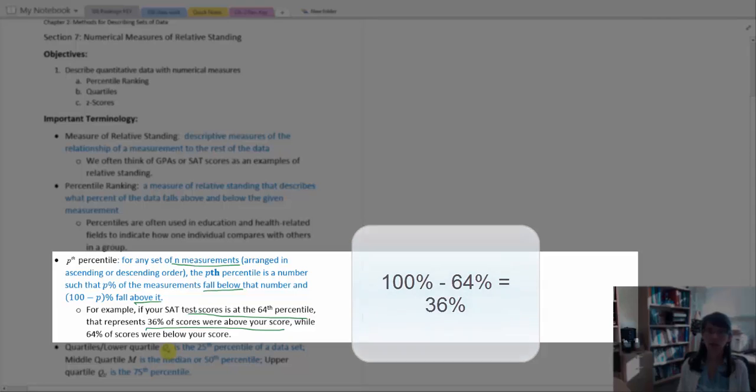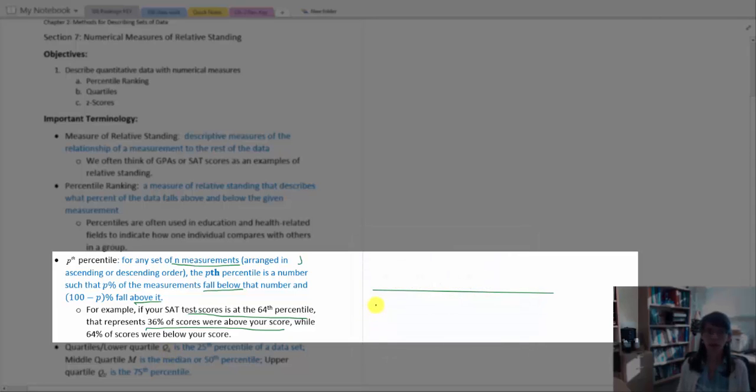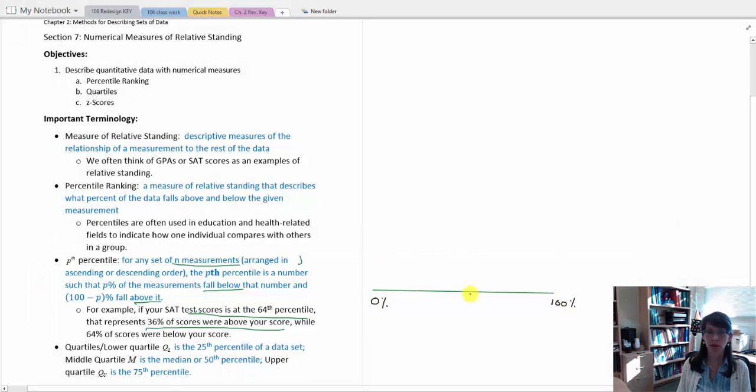One way to think about this is to draw yourself a horizontal line representing from 0 percentile to 100 percentile. In the middle, we would have our 50th percentile. Remember, the 50th percentile represents the median of our data. 50% of measurements fall above the median, and 50% of the measurements fall below the median. So if we look back to our SAT score, the 64th percentile would fall to the right of 50% because it's higher. So that might be where the 64th percentile falls.